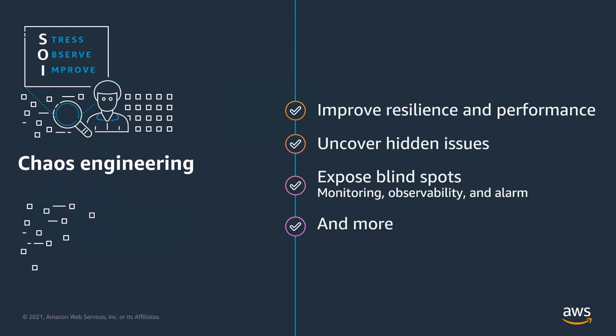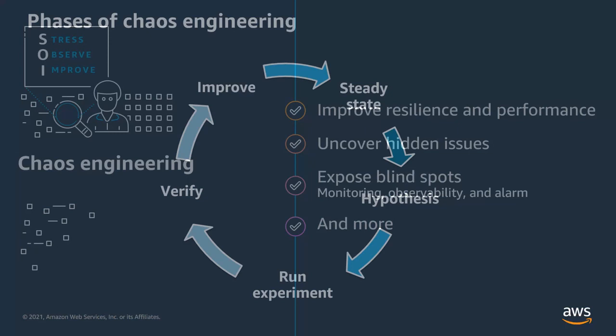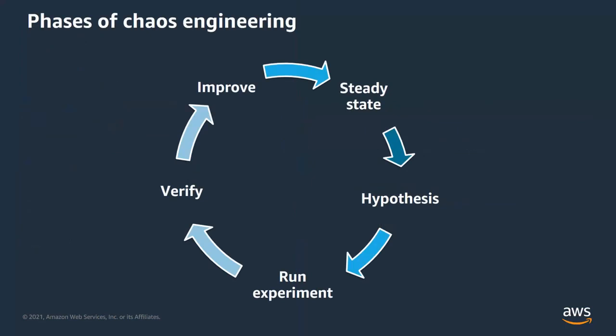And it's important to note that chaos engineering isn't only about improving the resilience of your system. It's also about uncovering these hidden issues, exposing blind spots in monitoring, observability, and your alarms, and a lot more. Improve recovery time, improve operational skills, the culture within your organization, and so on and so on. So it's really important to understand that chaos engineering is not about breaking things randomly without a purpose.